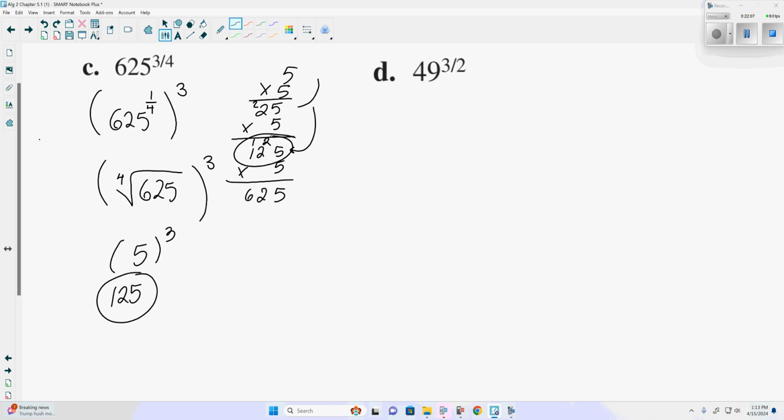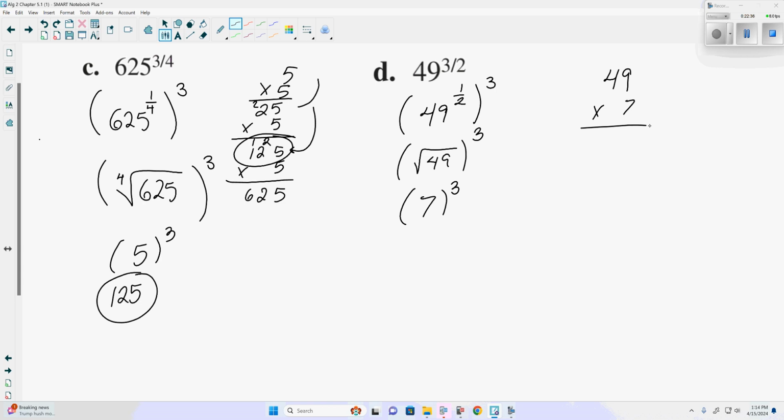49 to the 3/2. Well, really looking at 49 to the 1/2 to the third. Well, 1/2 is just the same as the square root, because 1 goes inside, 2 goes on the outside, our index. Square root of 49 is? 7. So now we're looking at 7 to the third. Well, 7 squared is 49, so we just need to multiply by 7 one more time. 7 times 9 is 63, carry the 6. 7 times 4 is 28, plus 6 is 34. So 7 to the third is 343.